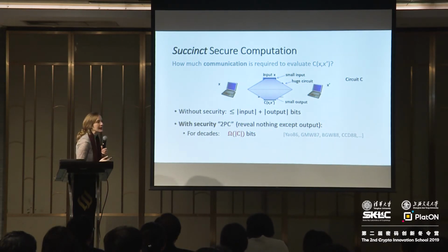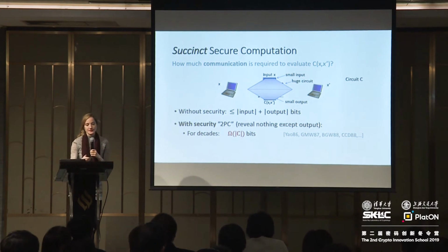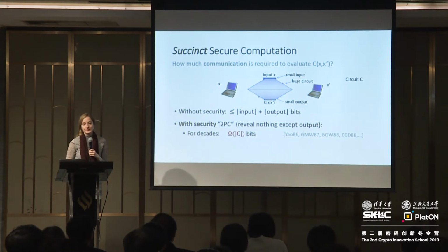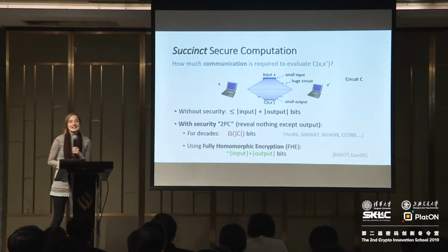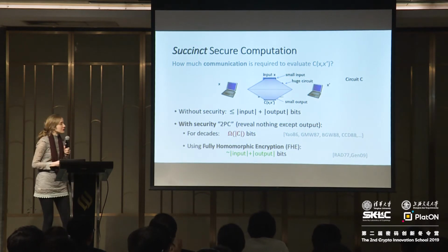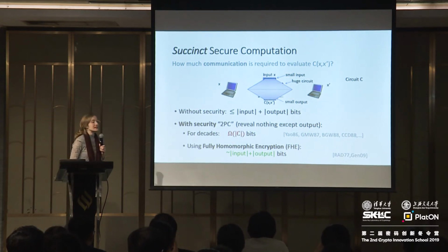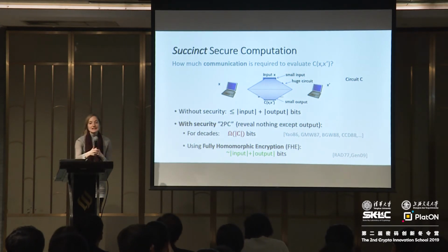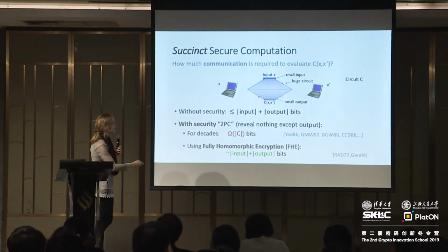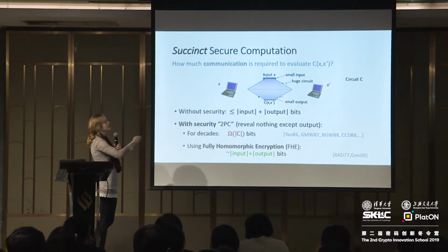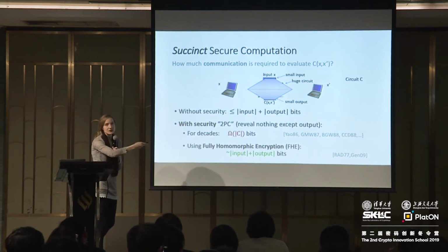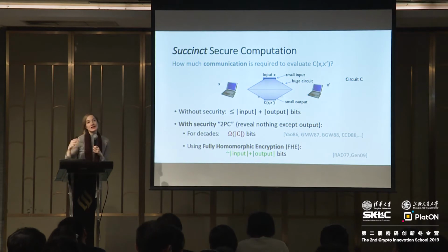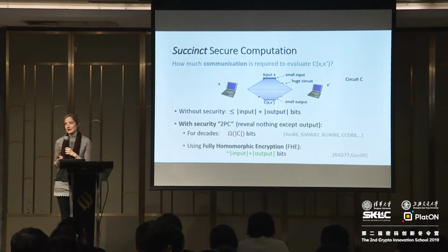Could you actually communicate something that's sublinear in the circuit size and get secure computation? Then, with the breakthroughs of fully homomorphic encryption, this was the first time that we had a solution where you can. Indeed, if you use fully homomorphic encryption, you can essentially mimic this simplistic Alice sends input, Bob sends back, but underneath a layer of encryption that gives you security.